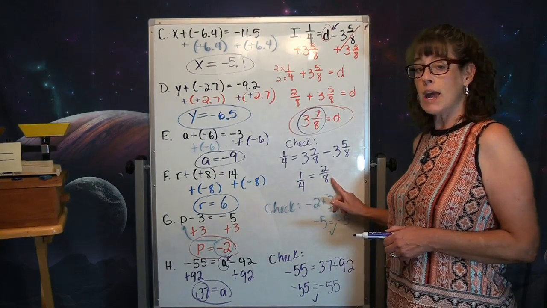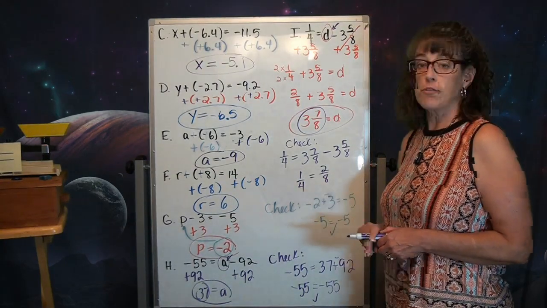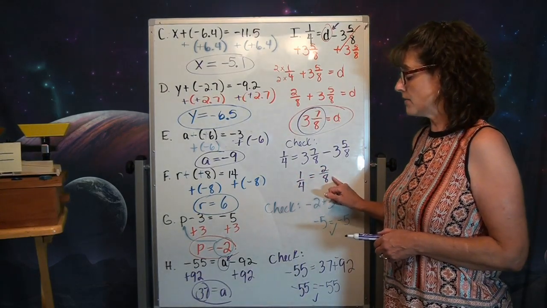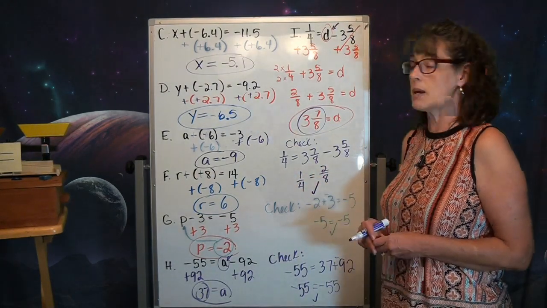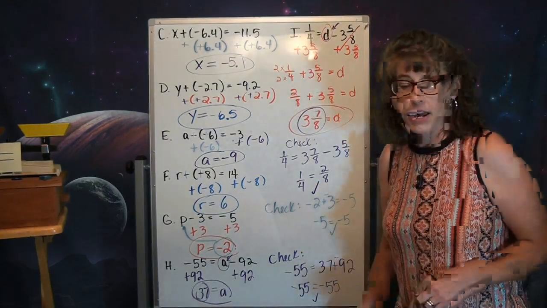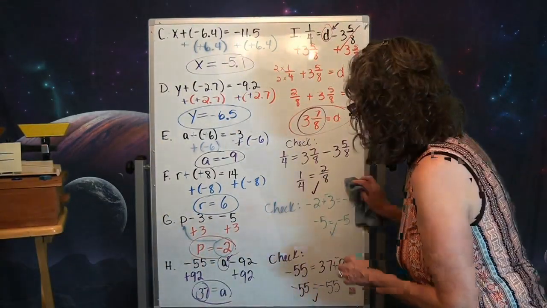Now, does 2/8 simplify to 1/4? It sure does, because if I take 2 and divide it by 2, I get 1. 8 divided by 2 is 4. Yes, this is a true statement, and that tells me that is absolutely right. All right, let's get that one that I erased back up there.